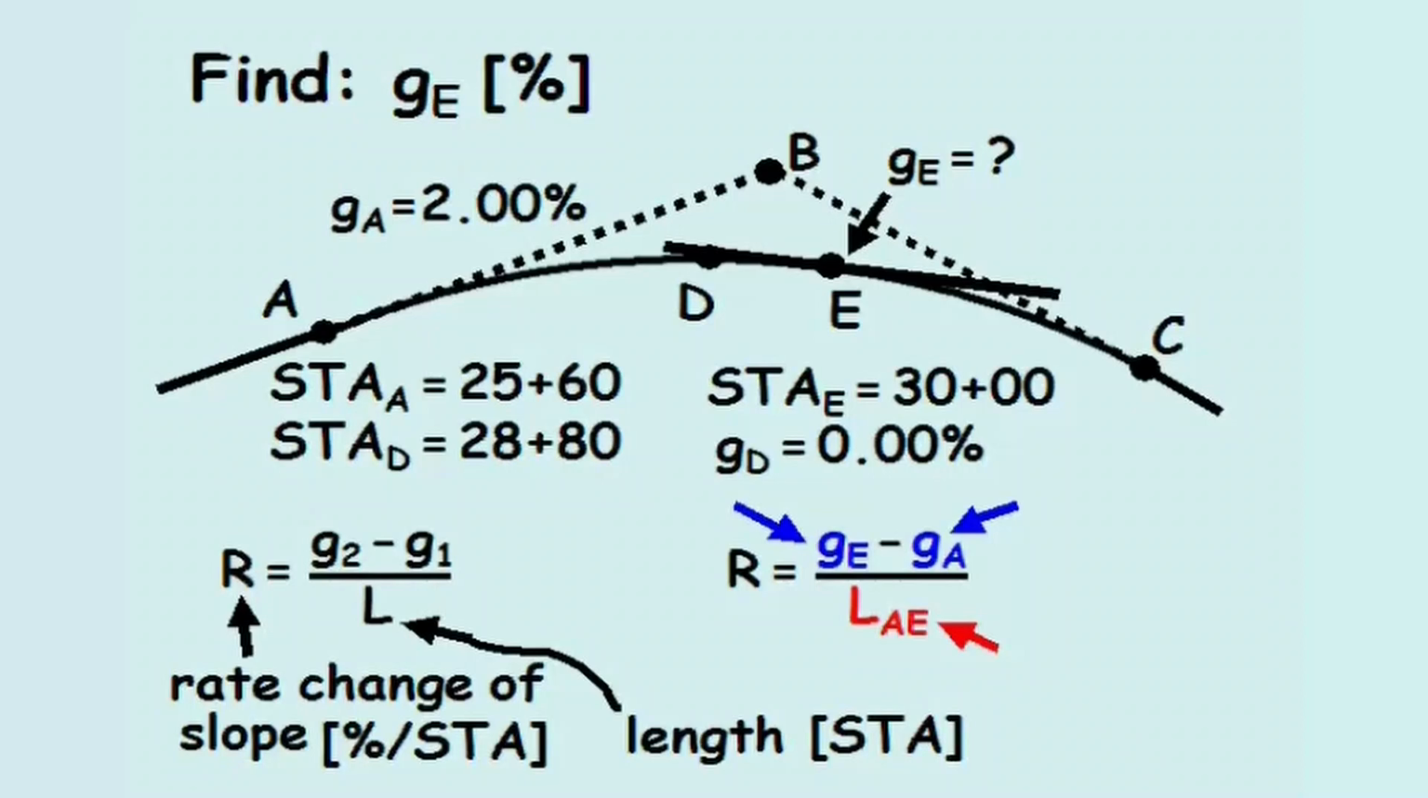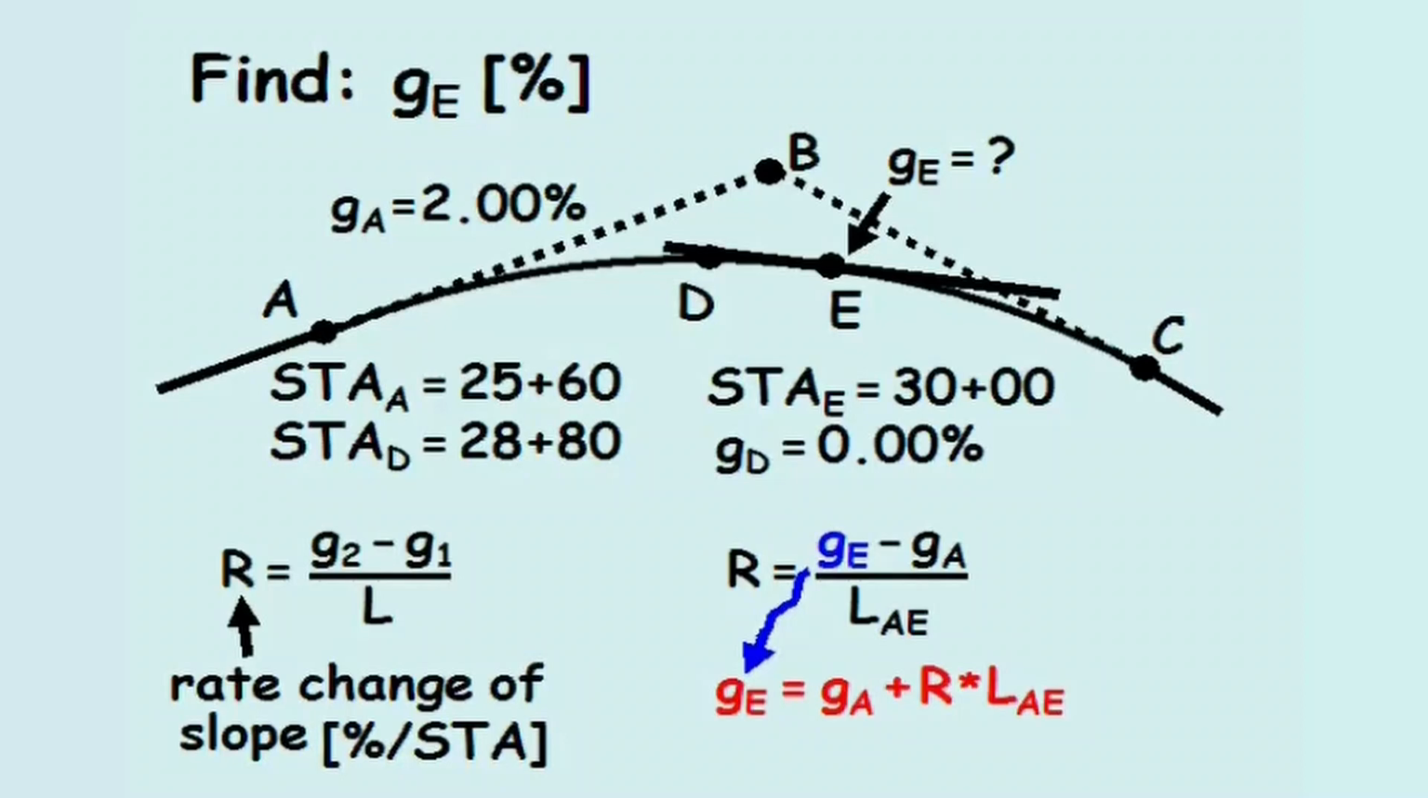Since we want to find the grade at point E, we'll isolate variable GE. GE equals the grade at point A plus the rate change of slope times the length of the curve from point A to point E.